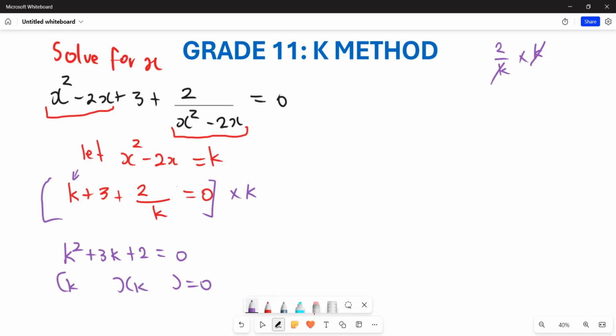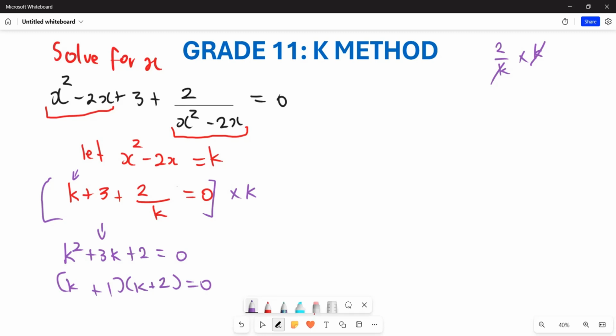Now, the factors of 2, same as 1 and 2. And you are looking for your middle term, which is 3k. So basically you're going to just make both of these positive, right? Because now if you're having your 2k plus k, it's going to give you your 3k.